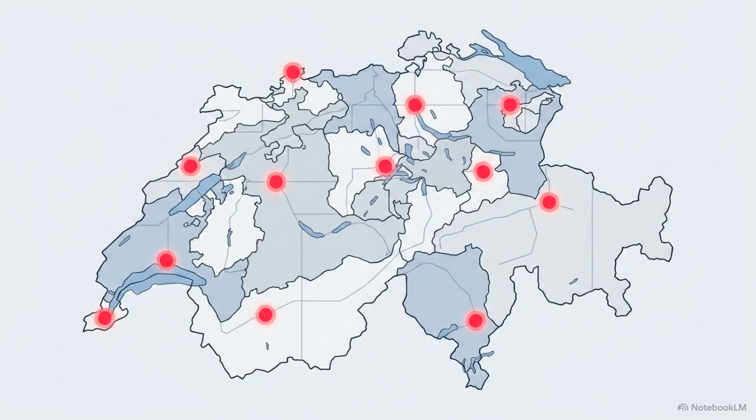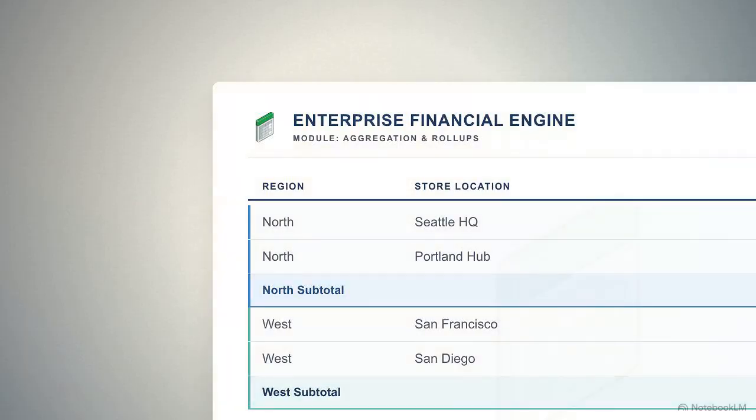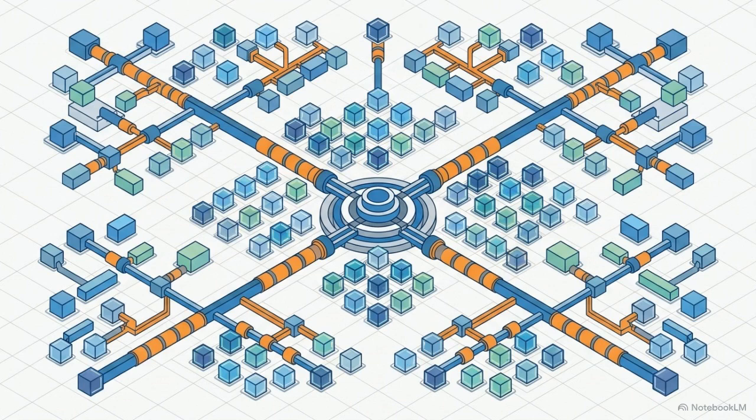Finance teams frequently require regional sales data grouped by location, but they also need automatic subtotals and a grand total at the bottom of the ledger. A standard group by clause only returns a flat list of summaries. It lacks the multi-level hierarchy that financial reporting requires.